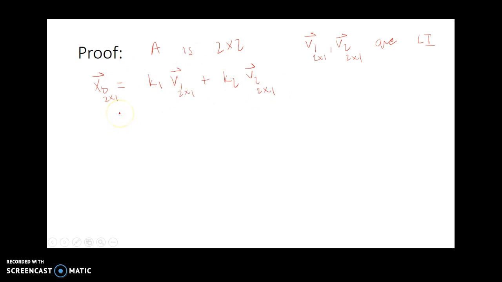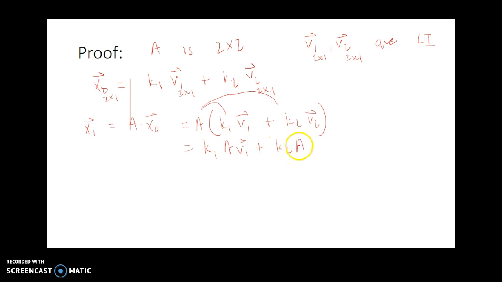This is where things become really neat, because to get the x1 state, recall that that was taking the 0 state and multiplying it by the state transition matrix A. So that's going to be A times x naught. But what I know is that x naught can be expressed as a linear combination of the eigenvectors, so I'll write it like this: k1 v1 plus k2 v2. If I do a little bit of operation here, k1 and k2 are scalars, so I can distribute the matrix past the scalars. I get k1 A v1 plus k2 A v2.